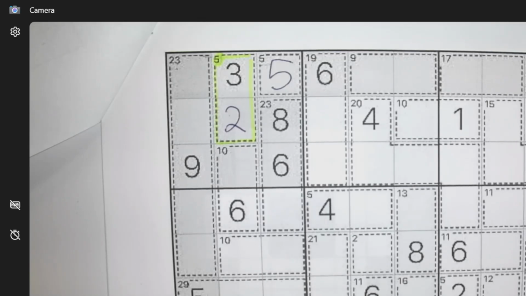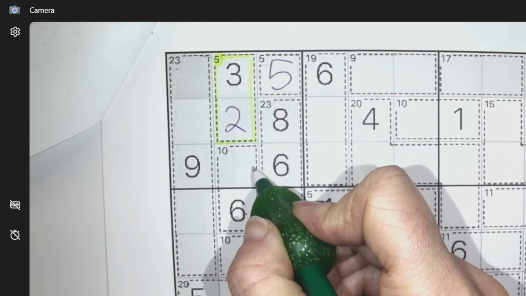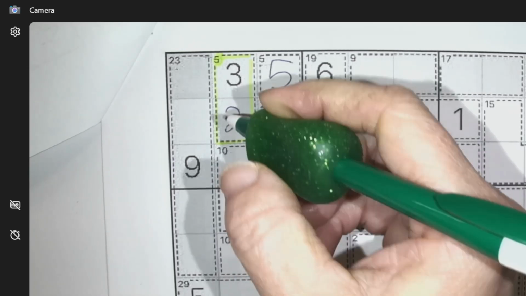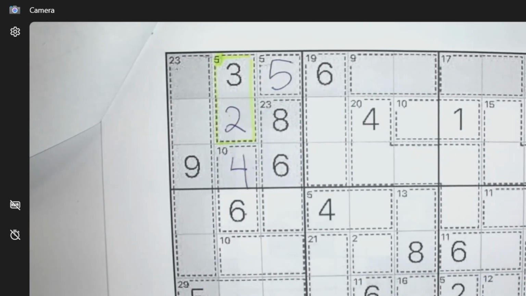Wait, what kind of Sudoku is this called? It's called killer Sudoku. Okay, so here, there's a 6, and then I have to have something that would add up to 10. So that has to be a 4. 4 plus 6.